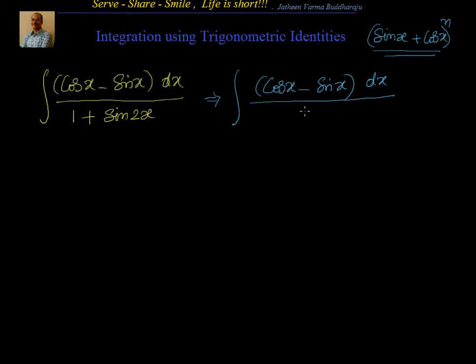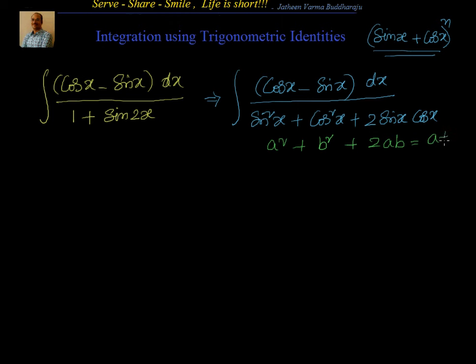So now what I will do, how can I write 1 plus sin 2x in terms of sin and cos? It is nothing but sin square x plus cos square x plus sin 2x. How can you write sin 2x in terms of sin and cos? 2 sin x cos x. But if you observe, this is in the form of a square plus b square plus 2ab, which is equal to a plus b whole square. And that's good news, because a plus b seems to be sin x plus cos x, which is what we are trying to convert it into. So we are happy. We'll go to the next step.